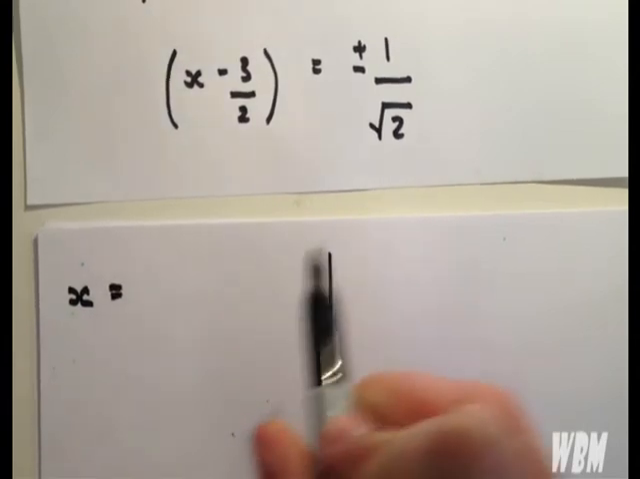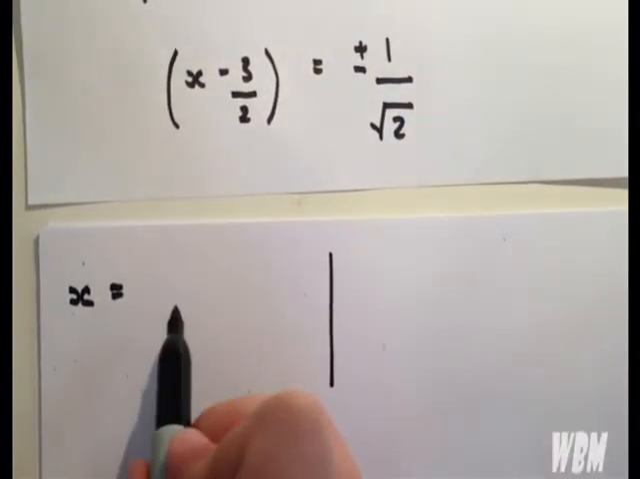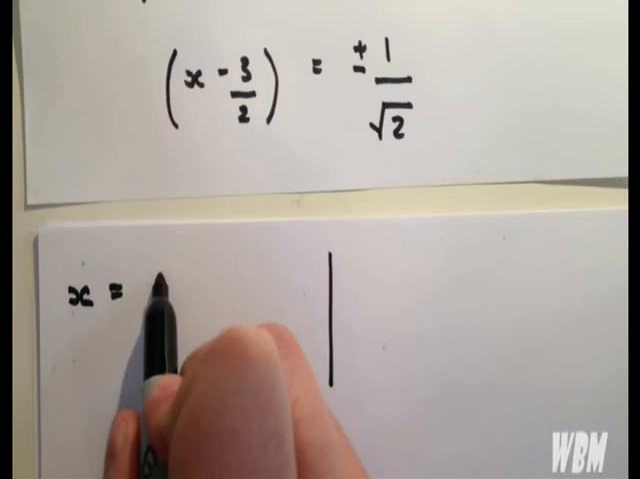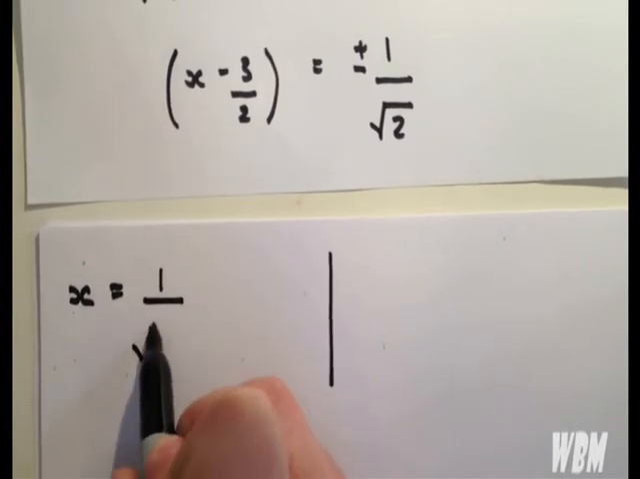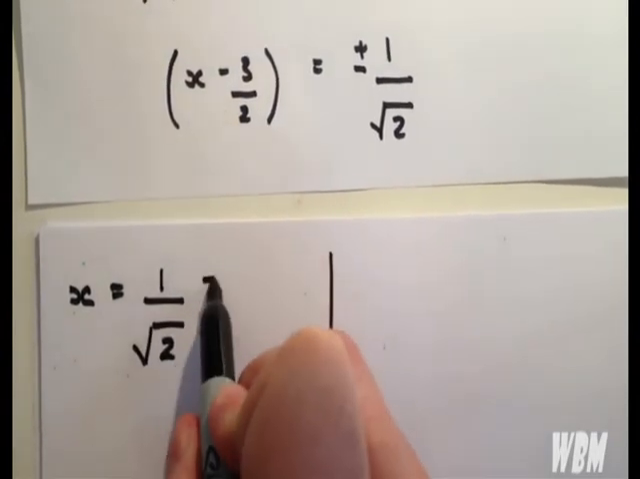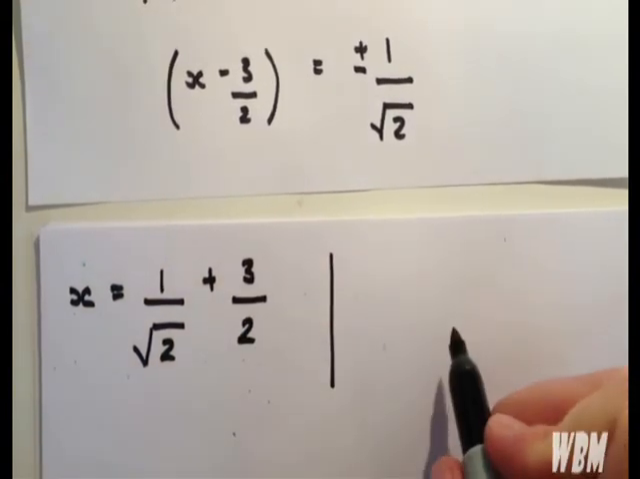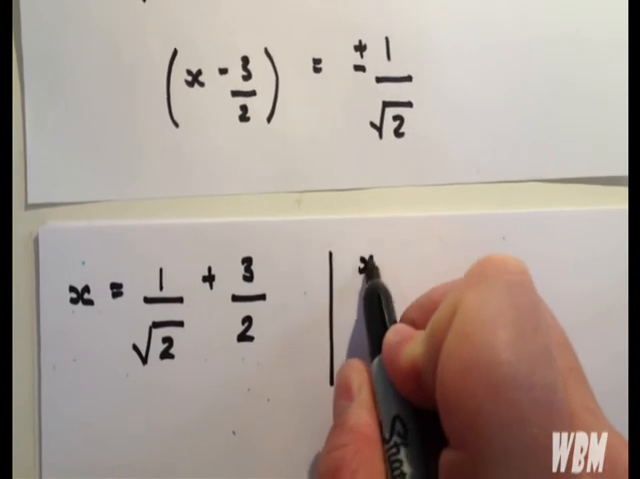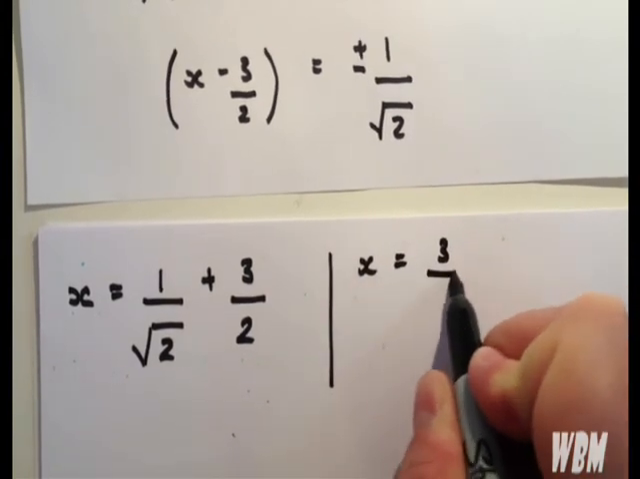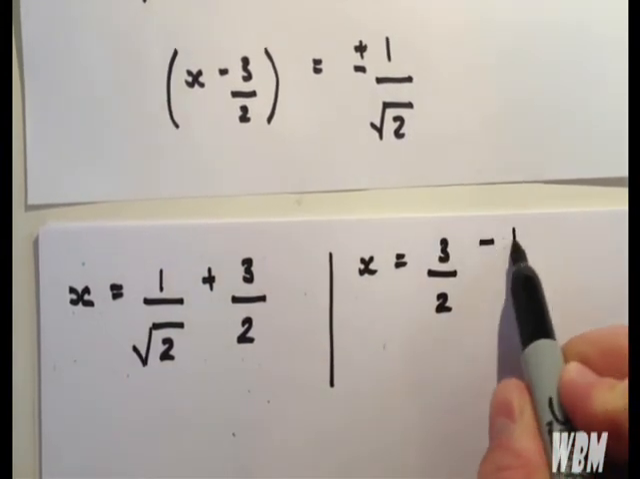x equals, for positive 1 over root 2, 1 over root 2 plus 3 over 2, and x equals 3 over 2 minus 1 over root 2.